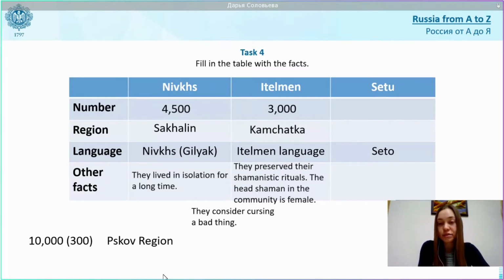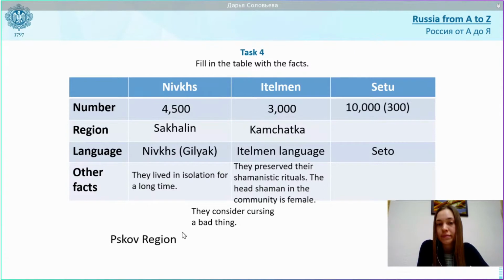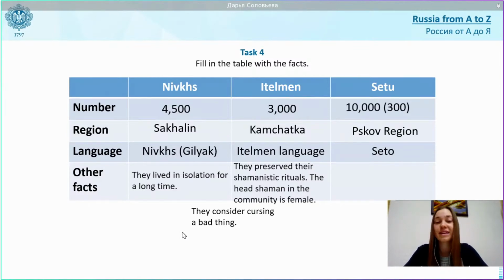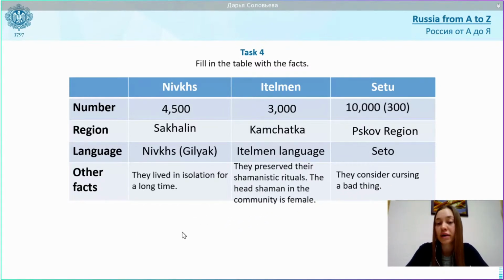And the last group, Setu, their number is 10,000. You can find information that it's about 12,000, but only 300 live in Russia. Only 300 live in Russia, more or less, give or take. And they live in Pskov region, in Pechory. Their language is called Setu as well. And they consider cursing a bad thing.